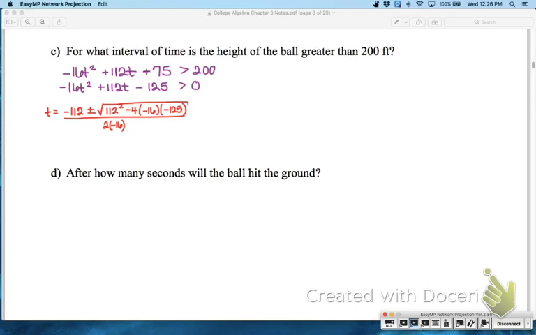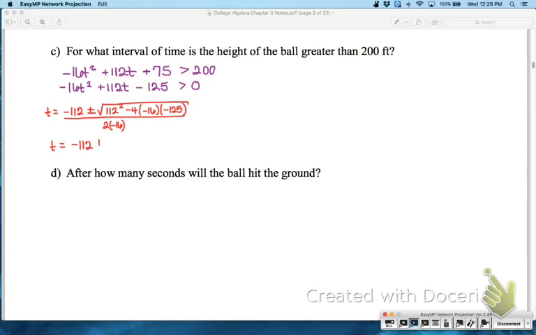I would not recommend putting this whole thing into your calculator at once, because one, you're going to have to do it twice since there's a plus and a minus. And two, there are just too many places where you'd need parentheses that you might make a mistake. So I always start by simplifying my radical.